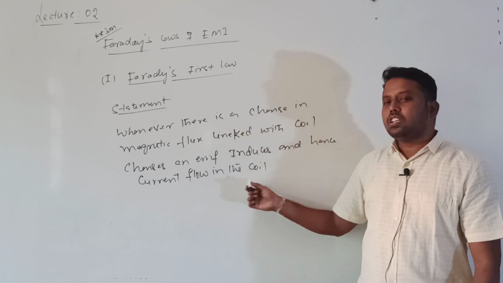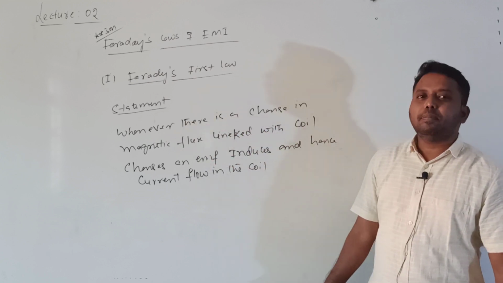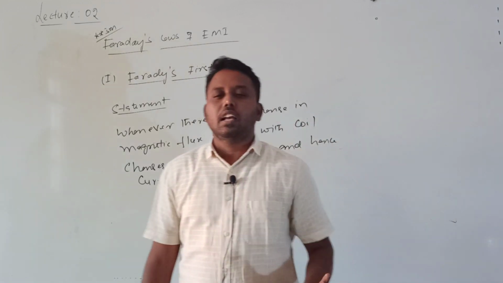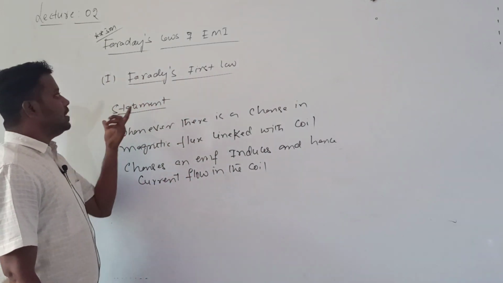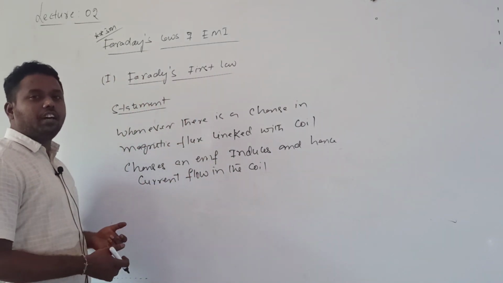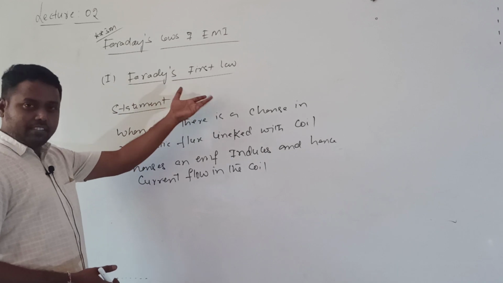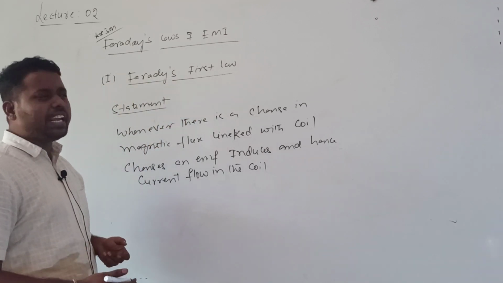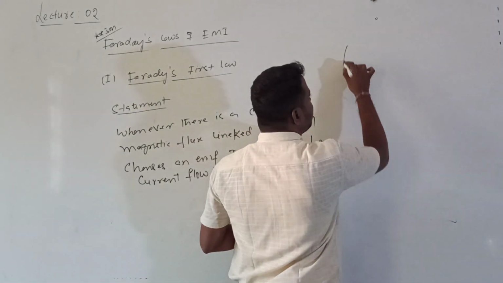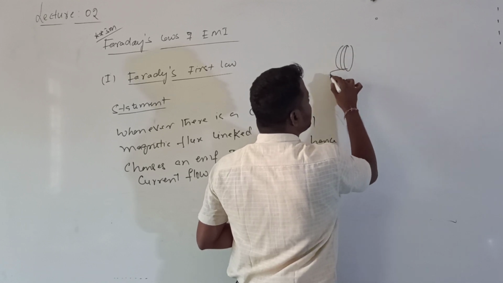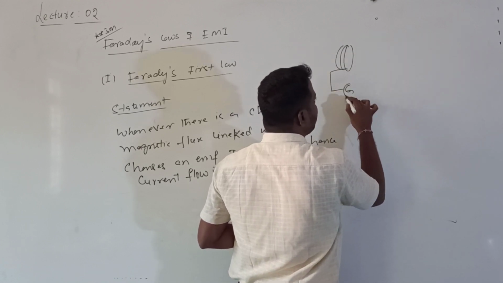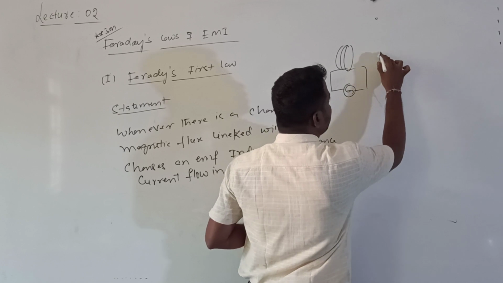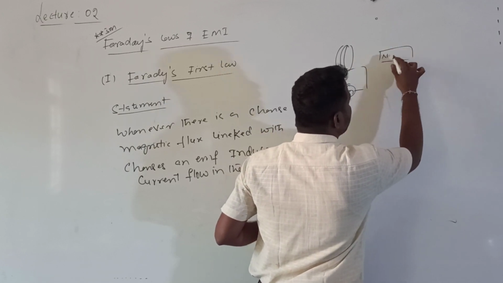Actually this is the definition of magnetic flux only. The explanation for this first law we will get from Faraday's experiment. You take either the coil and coil experiment or the coil and magnet experiment. So what we will consider is a galvanometer connected to the coil, and we will consider one bar magnet.